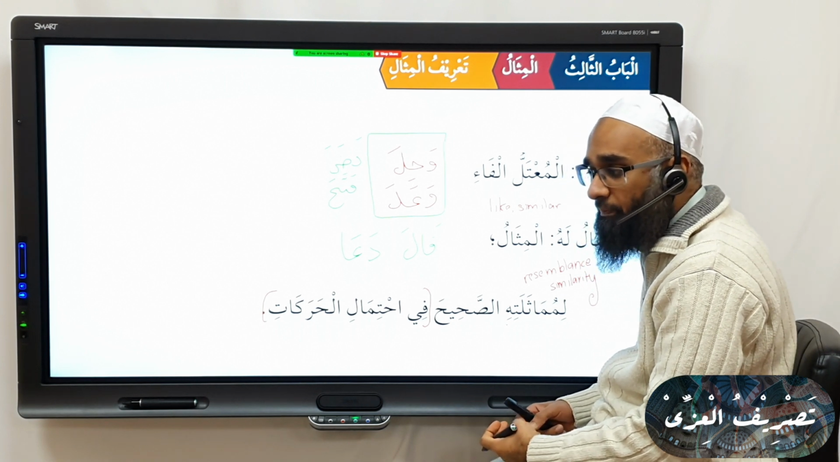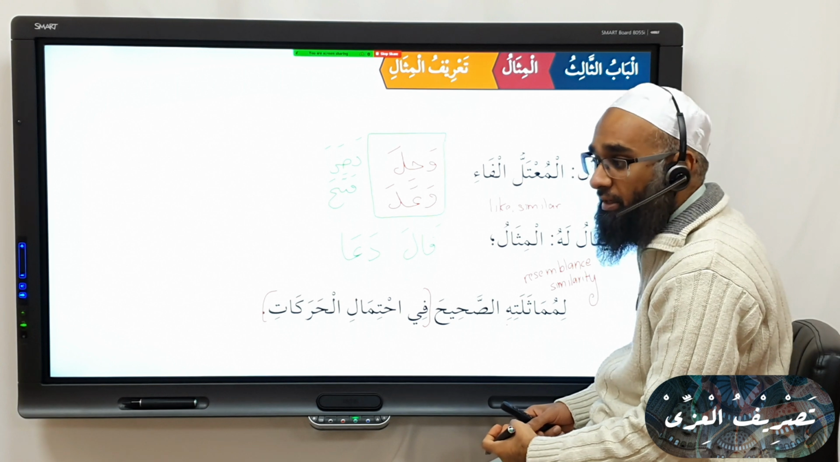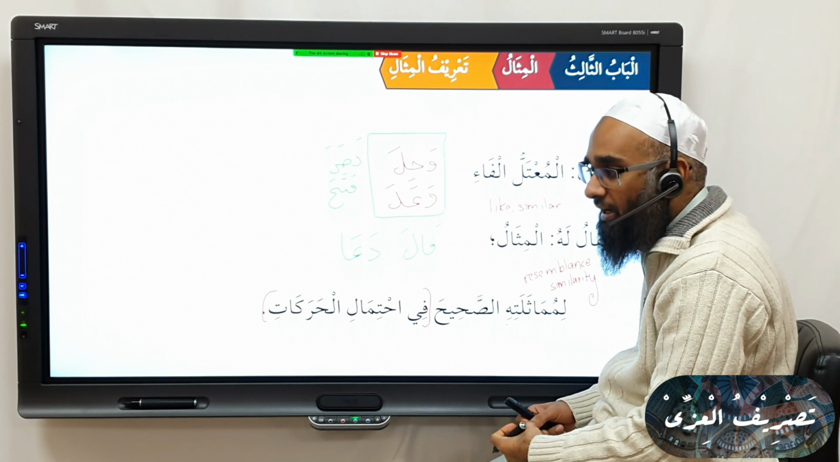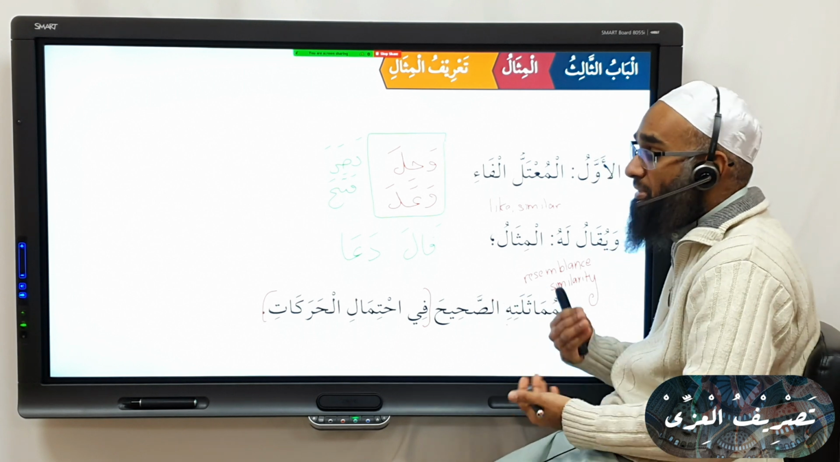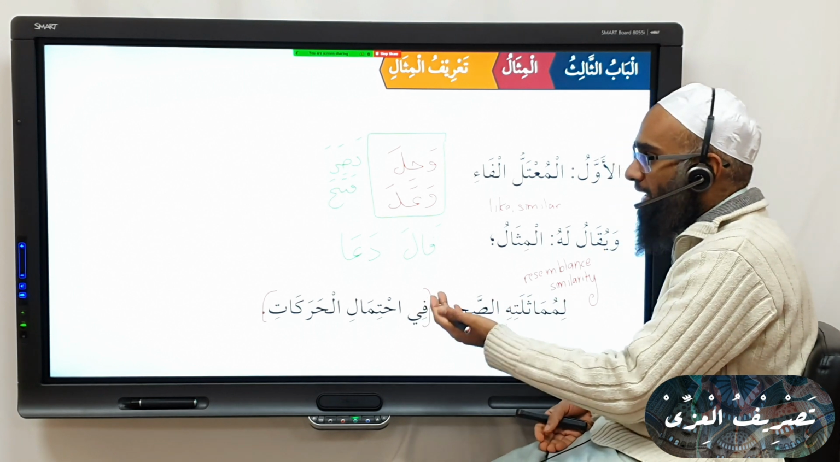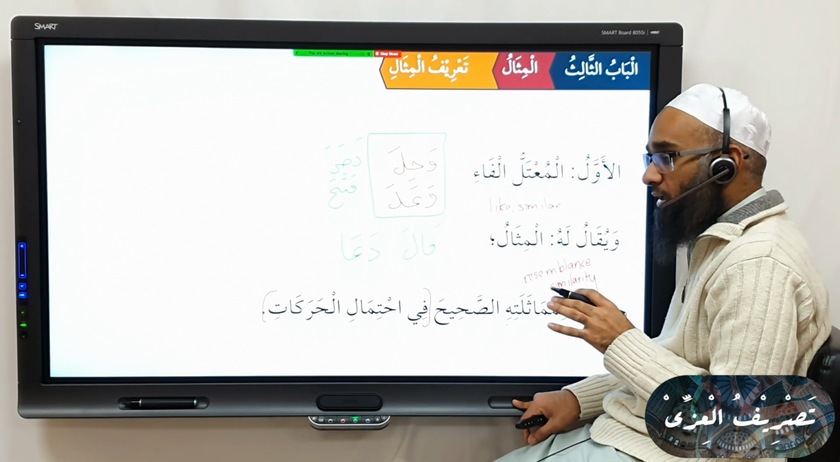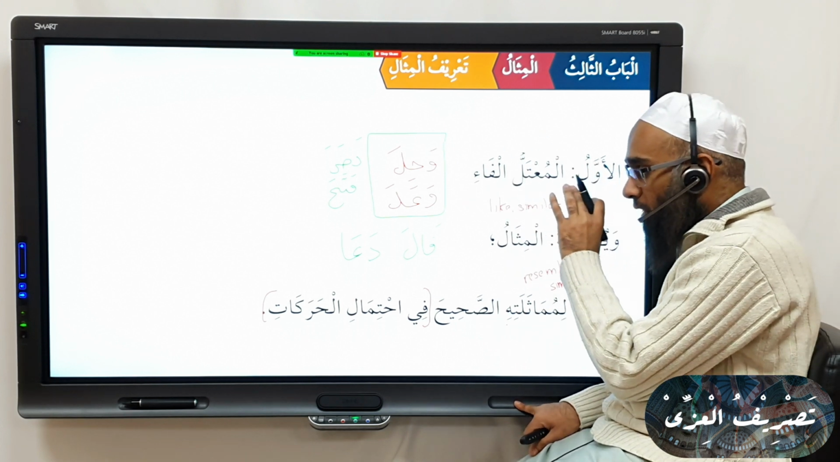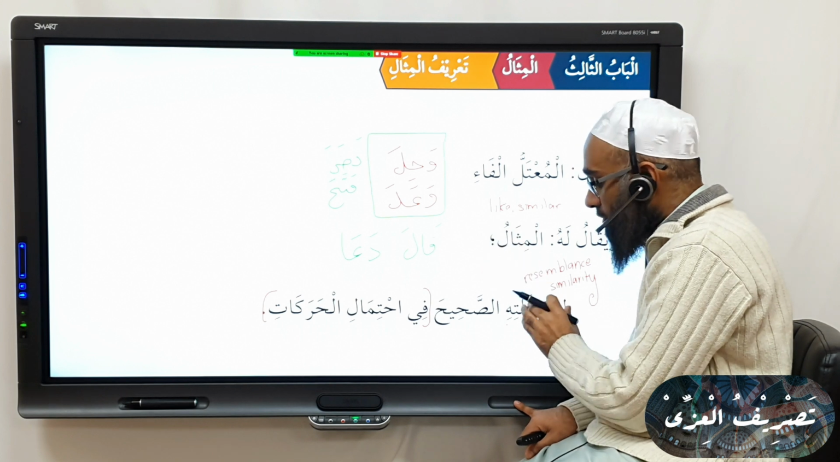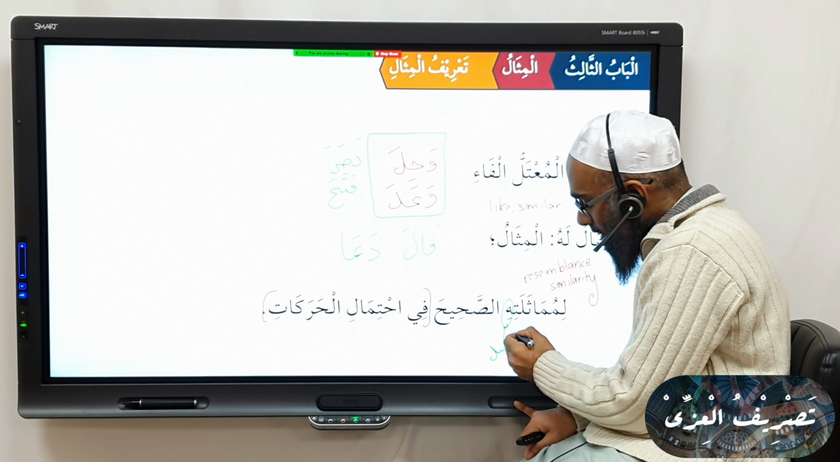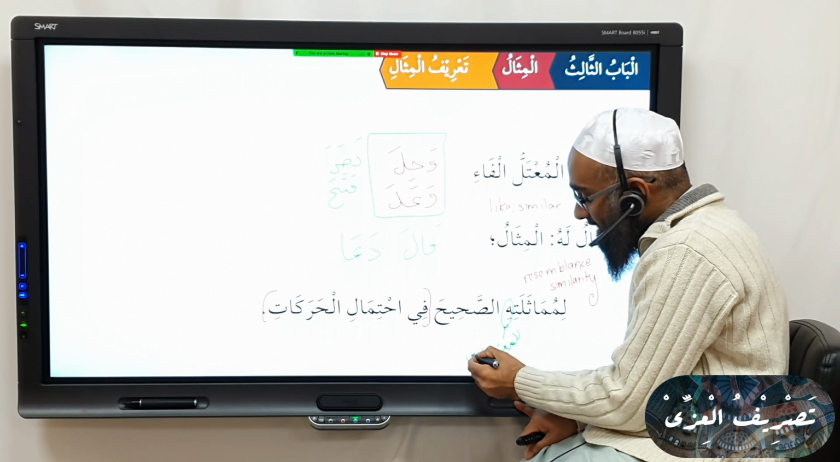All three letters have what? A haraka. And mu'tallul fa, all three letters also have a haraka. So it is mumathil, it is mithal, it is similar to the sahih in this aspect. So a mu'tallul fa is the first type of mu'tal, and it is also called mithal because of the mu'tallul fa resembling what?